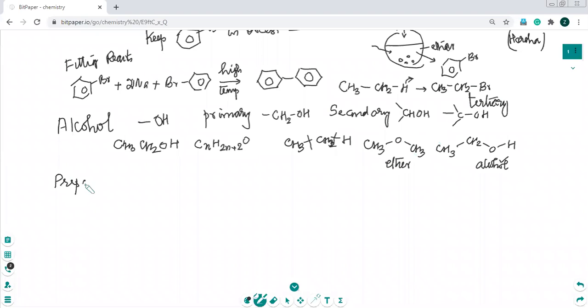Now let's look at the preparation of alcohols. What are the different methods of preparation of alcohol? One of the easiest methods of making any of these three alcohols is by the Grignard reaction. I don't know whether you remember this reaction. You have studied this in your +2.